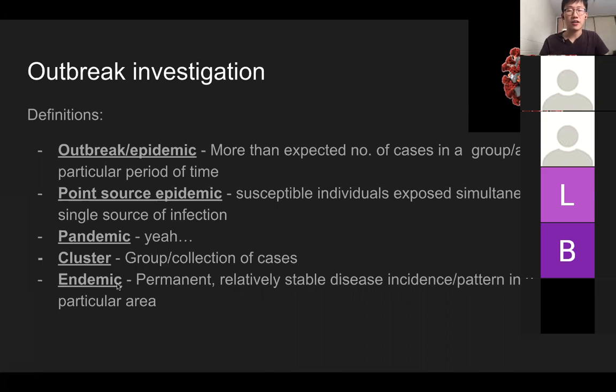And endemic, something is endemic, it's a relatively stable disease incidence or pattern in a particular area. So say an area has fixed and stable levels of, even though it may be high, malaria, and that would be sort of a malaria endemic.